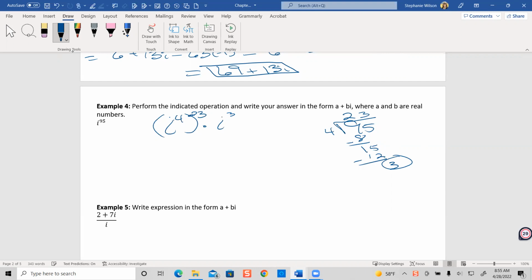Whenever you multiply like bases, you add the powers, but if you raise a power to a power, you multiply the powers. So knowing this, I have it written in a format that is still equal to i to the 95th power, but it's workable now. I know i to the fourth is 1, times i to the cube, which is negative i. Now 1 to the 23rd power is just 1, times that negative i, and my answer is negative i.